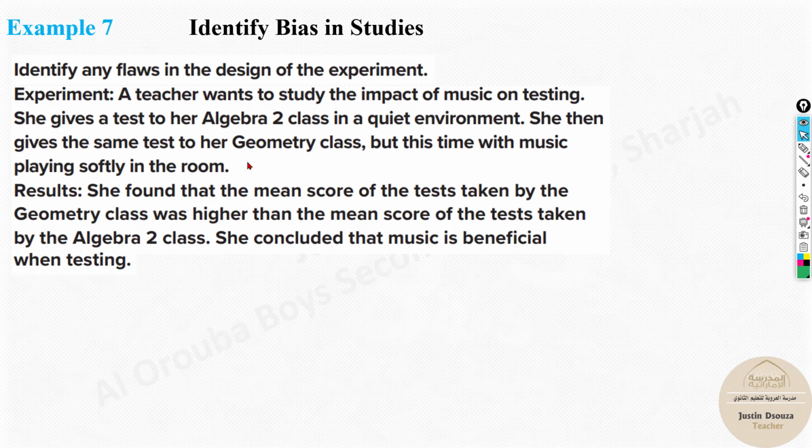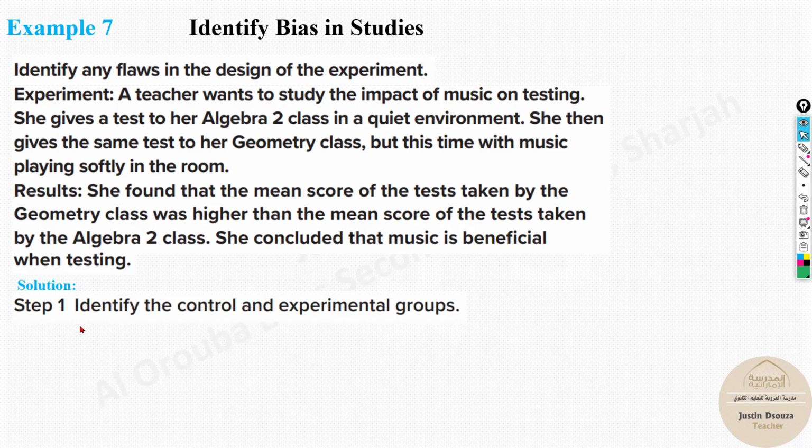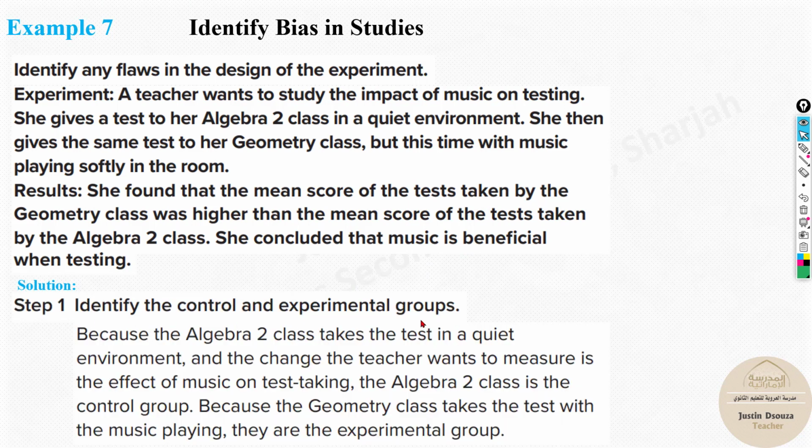It would be mixing the students, taking some from the algebra class, taking some from the geometry class, then testing it out. Not the entire class, maybe half of them here and there. Let's identify the control group and the experiment. Algebra 2 takes the test in the quiet environment, and the change the teacher wants to measure is the effect of music. The algebra 2 class is the control group, and the experimental group is the geometry class.